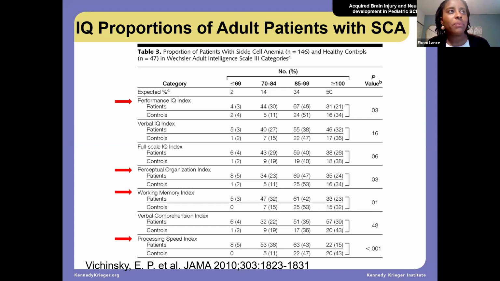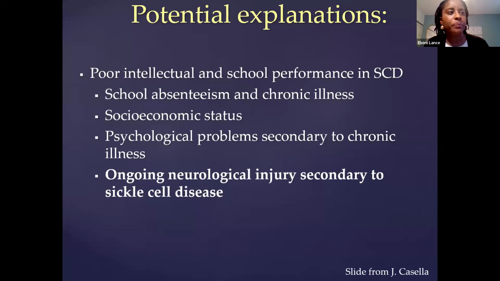And so, some of you may be wondering why you haven't heard about this, given all of the data, all of the information that's out there. And there have been a few explanations over the decades that have been given for poor intellectual and school performance in patients with sickle cell disease. It's been attributed to school absenteeism and chronic illness, socioeconomic status, psychological problems due to chronic illness, also use of pain medications in this population.